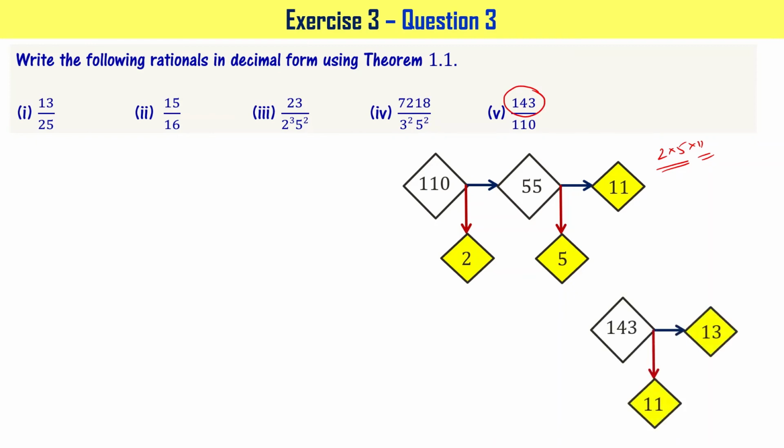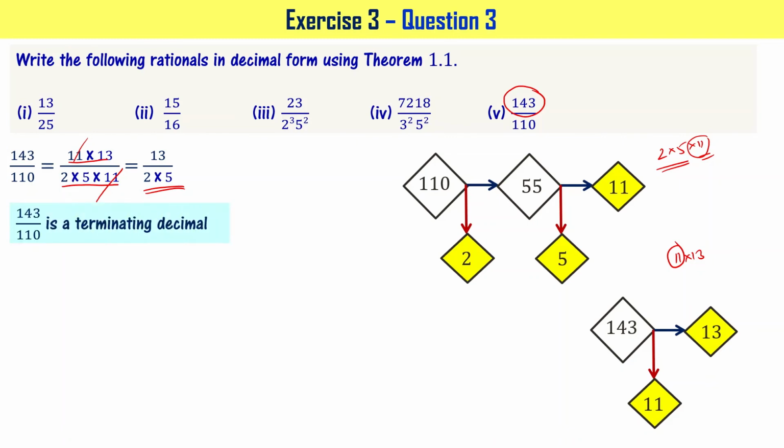143 can be written as 11 times 13. You see, now you have 11 times 13, meaning, I can cancel both the 11s, numerator and denominator, right? That's what we are going to do now. 143 by 110 can be written as 11 times 13 divided by 2 times 5 times 11. Let me cancel this 11 and this 11 so that I have 13 divided by 2 times 5. That is equal to 13 by 10, right? And since it only has the 2 power n, 5 power m form, we can say that 143 divided by 110 is a terminating decimal.